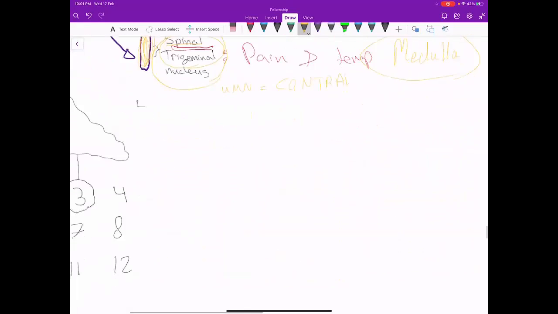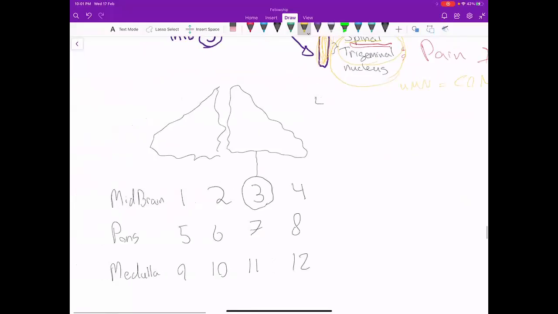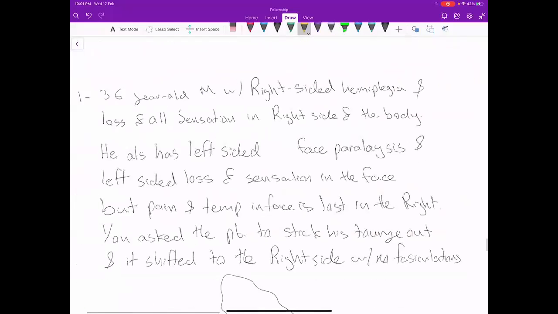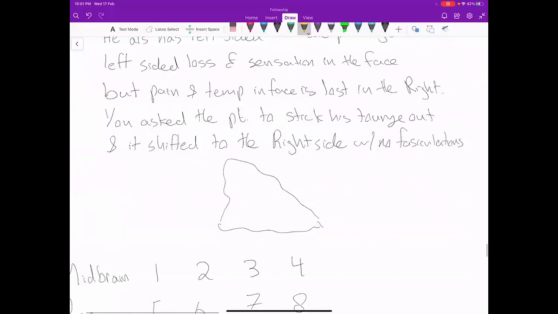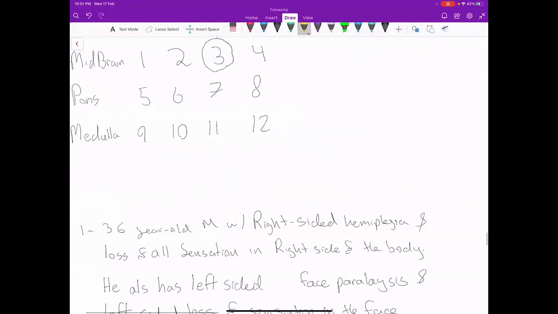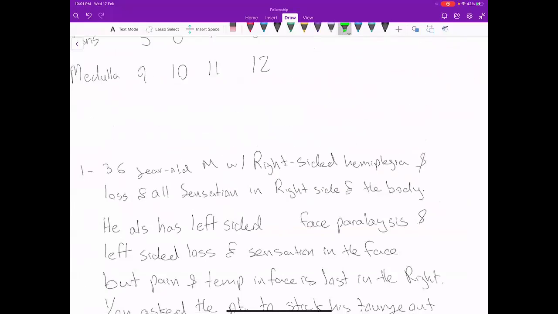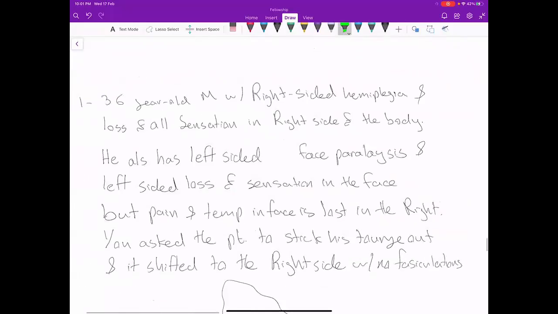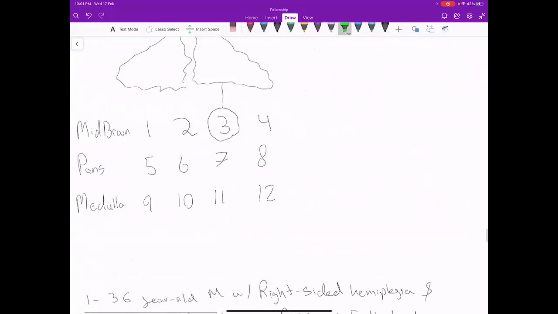I'm going to give you a scenario right now, and we're going to see how we can solve it together. Okay. 36-year-old gentleman with right-sided hemiplegia. Stop. That's it. That's all I care about right now. Right-sided hemiplegia. What does that mean? Instantly. What tract is affected? Someone tell me, is this motor or sensory? Motor. This is motor. Excellent.